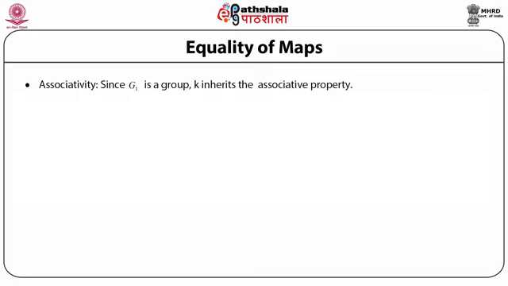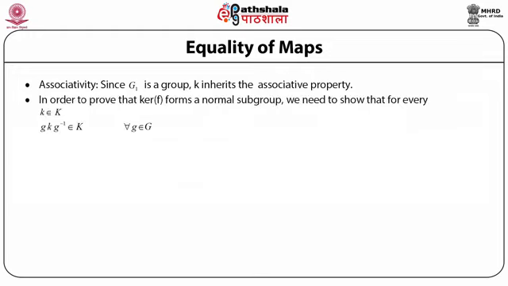In order to prove that the kernel of F forms a normal subgroup, we had to show that for every K belonging to capital K, for any element g of G, which is an element in the group G, g K g prime must belong to K. If we can prove this, then we have proved that the kernel forms a normal subgroup.